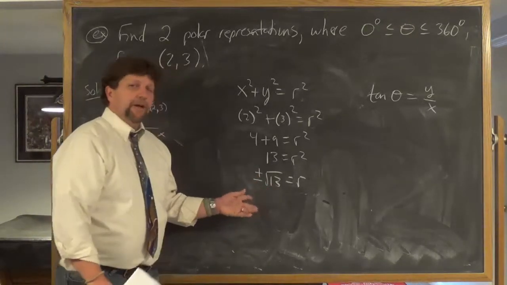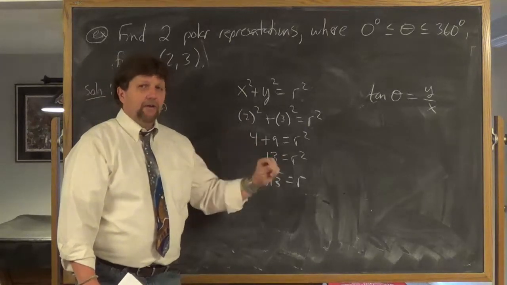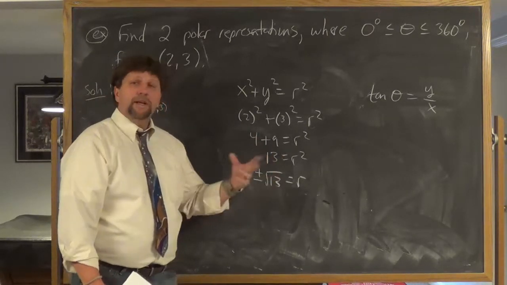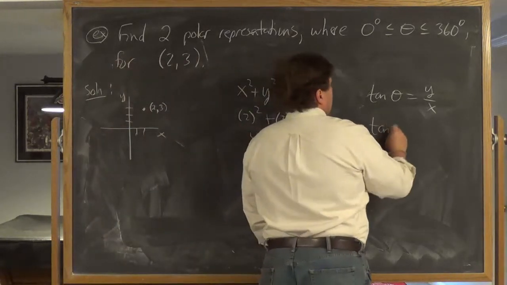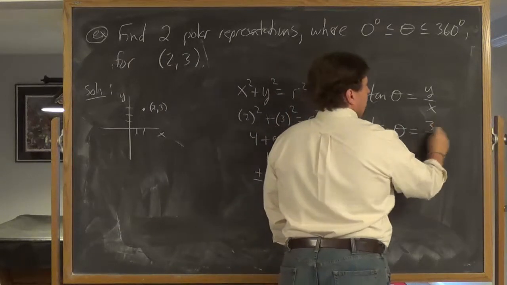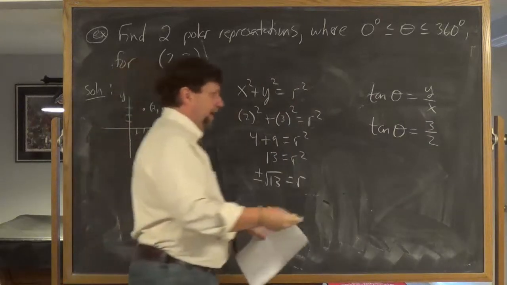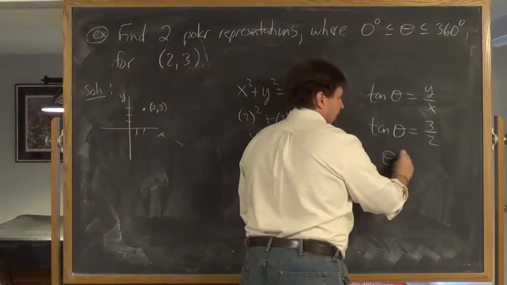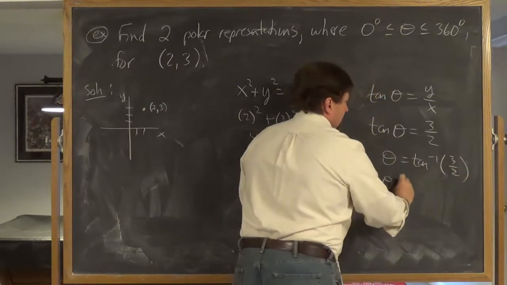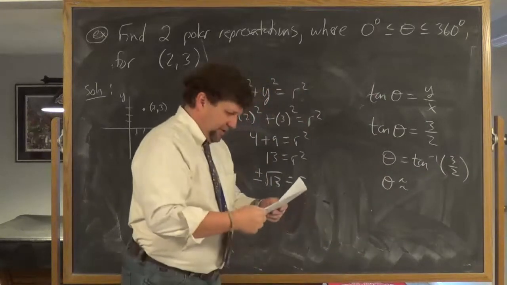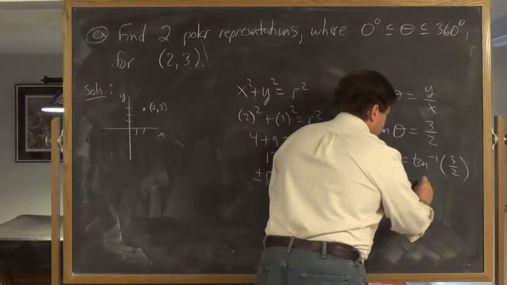I don't know which value I'm going to use for r until I know what my theta value is, what my angle is. I don't know which directed distance to use. So let's find what theta is. Tangent theta is y over x, so that's 3 over 2. I don't know what that is off the top of my head, but I do know how to find this angle. I use the inverse tangent. Inverse tangent of 3/2 is about 56.3 degrees.